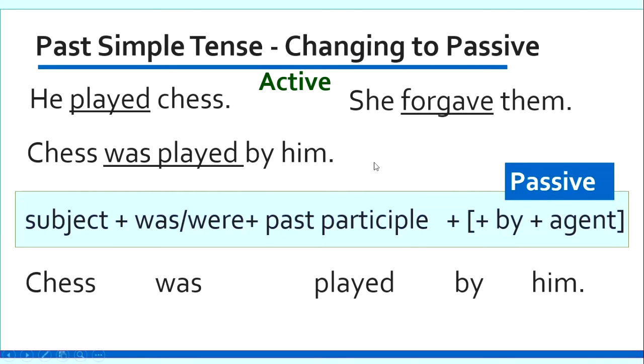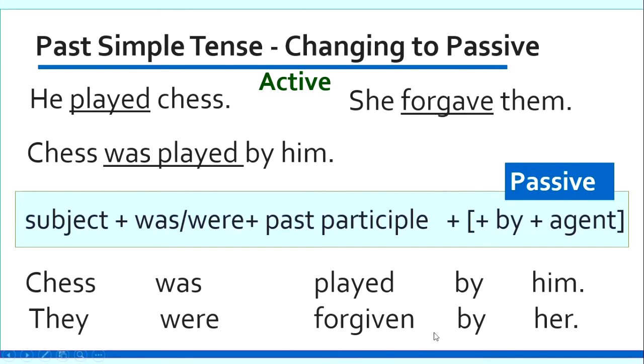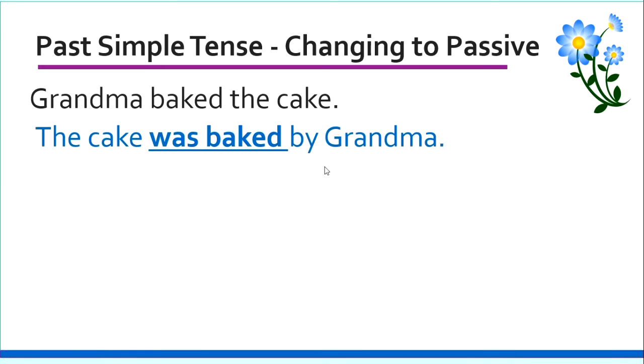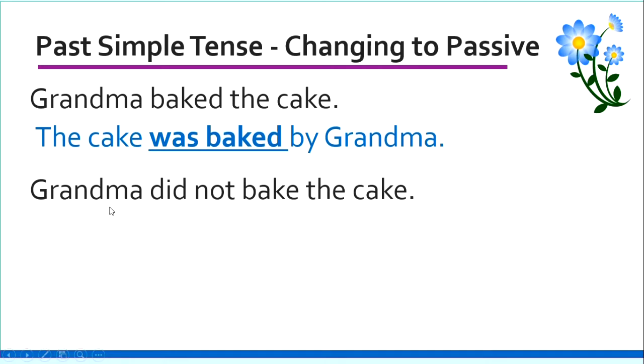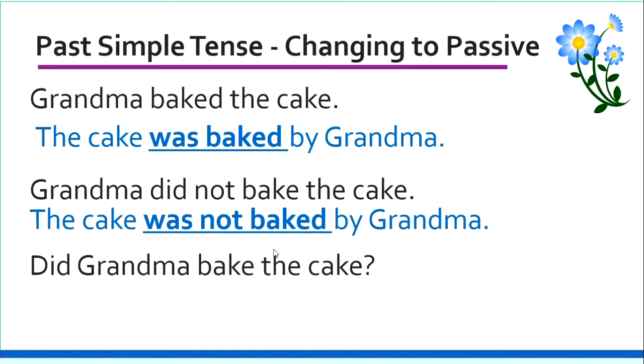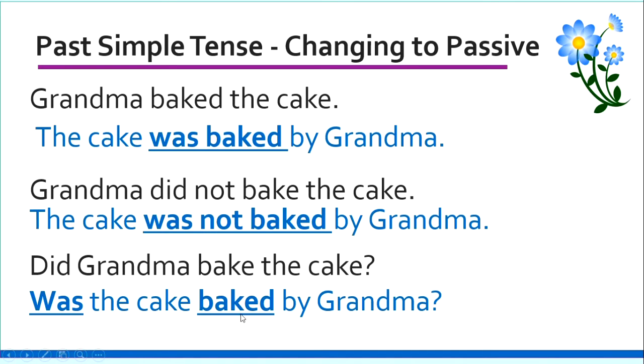Another example, she forgave them. Now, if we change the sentence to passive voice, what do we get? They were forgiven by her. Let us take more examples. Grandma baked the cake. And how do we change it to passive? The cake was baked by grandma. Another sentence. Grandma did not bake the cake. And this gets changed to the cake was not baked by grandma. Last example. Did grandma bake the cake? And it gets changed to was the cake baked by grandma?